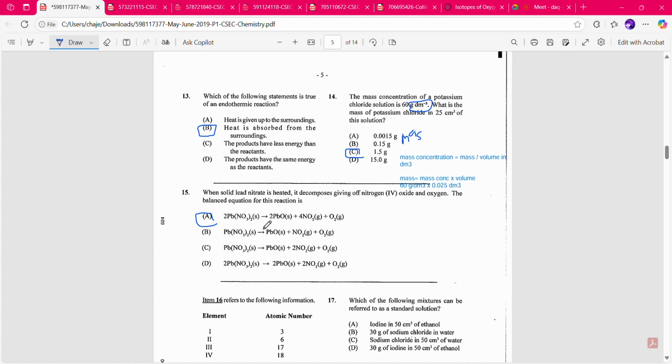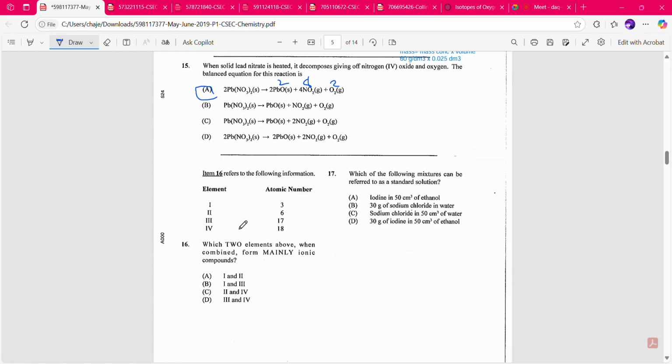2 lead, 4 lead. Actually, let me just check the oxygens so I can get this done quickly. 2 times 3 is 6, times 2 is 12 oxygens on this side. 2 oxygen here plus 8 oxygen here plus 2 oxygen here, which is 12, right? A is the correct answer.